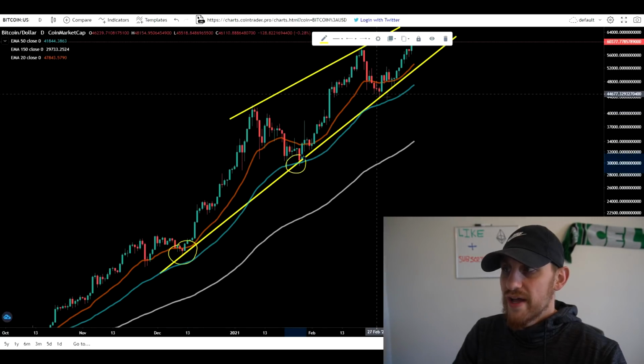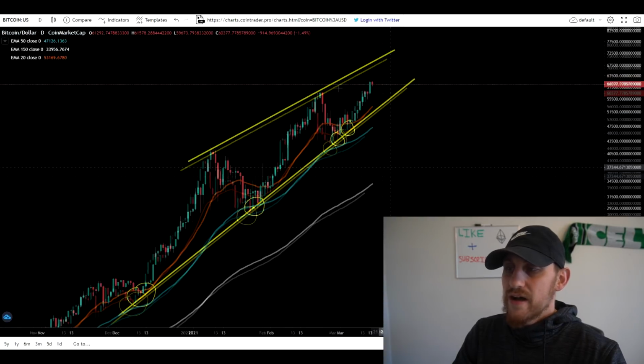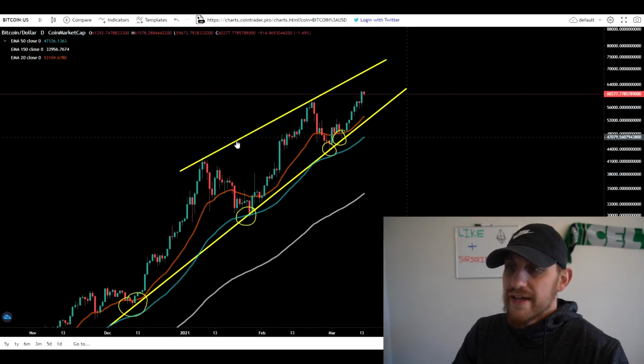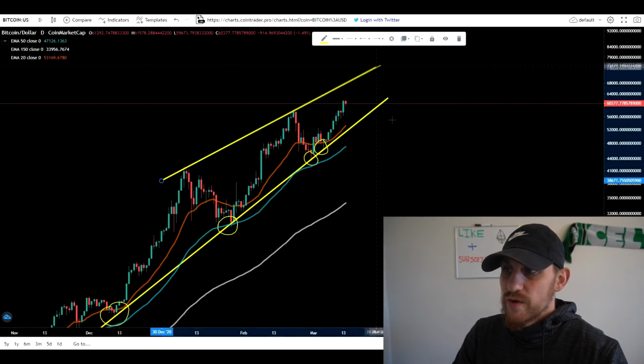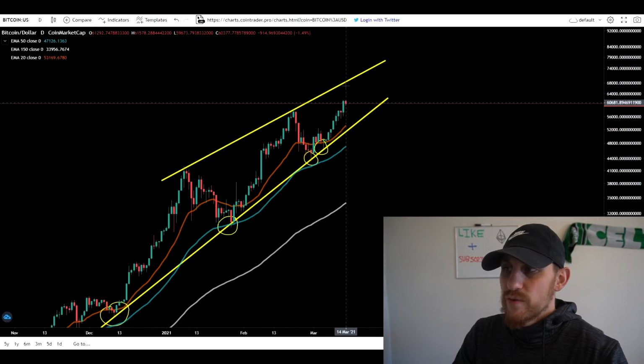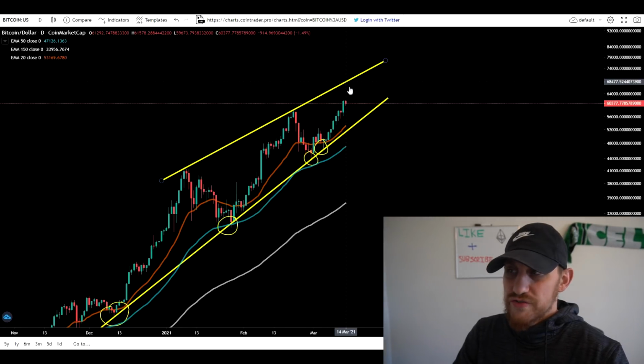1, 2, 3, and actually 4 right here. So is it possible we come back up and retest the top of this resistance? Well, if we extend this resistance out, guys, where we are now, you can see if we went straight up from here, that would put us somewhere around 68,000, but we probably won't go straight up from there.